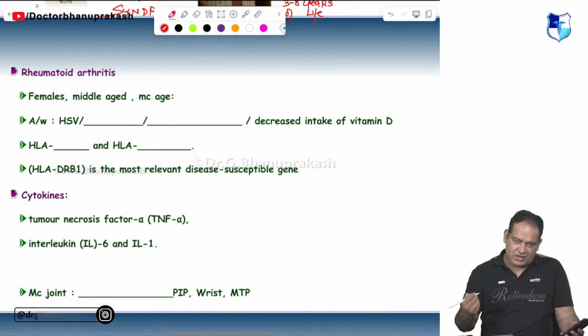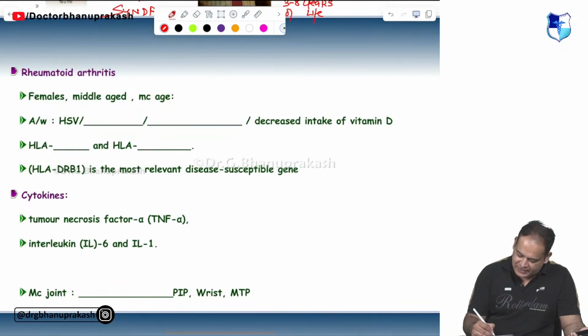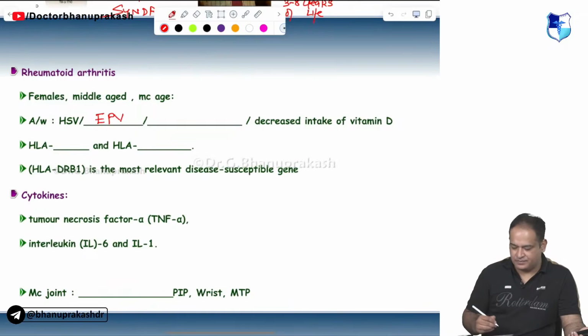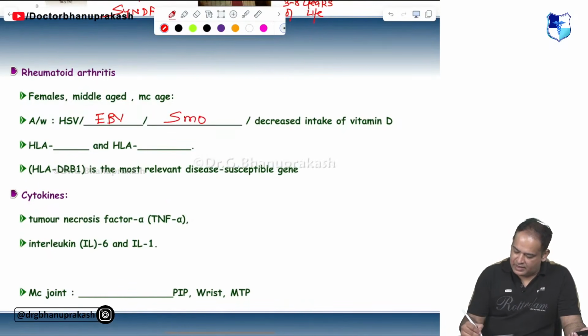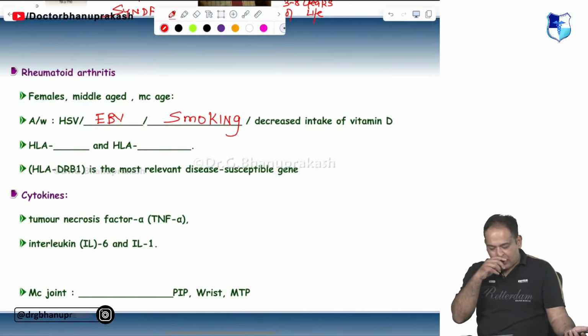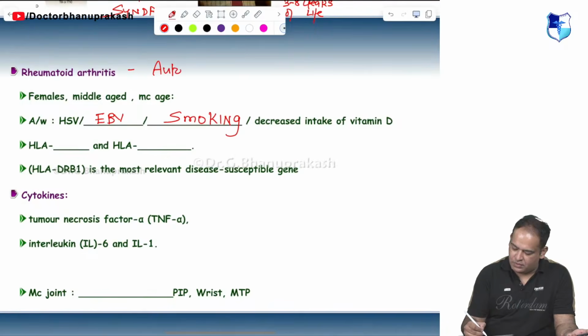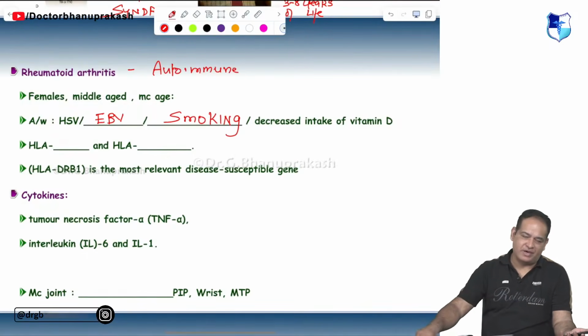Just tell me, what are the causative factors of rheumatoid arthritis? So it is associated with herpes simplex virus, Epstein-Barr virus, and smoking. Smoking is strongly associated with rheumatoid arthritis. Of course, it is autoimmune, but it is commonly associated with smoking.